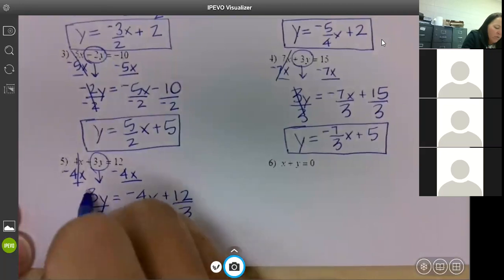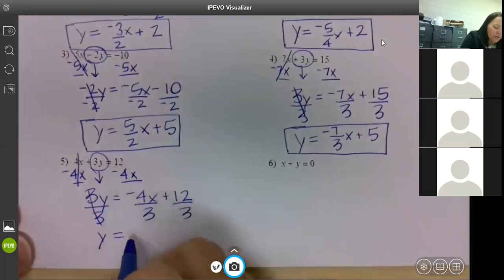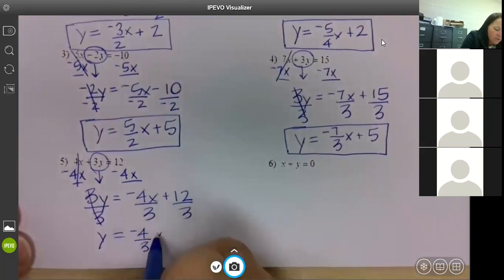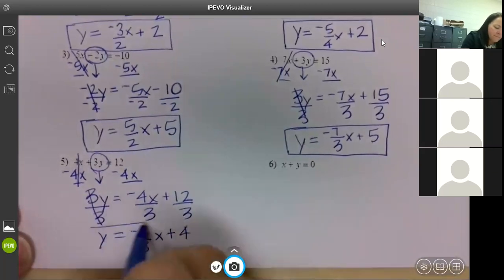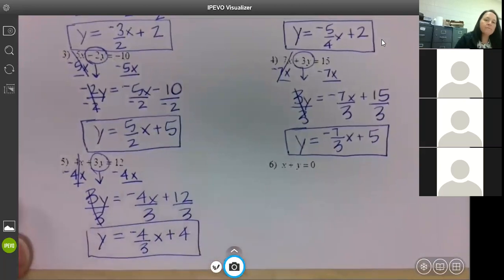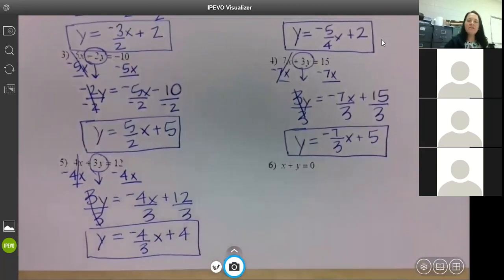I get y equals. The negative 4/3 will not reduce. Leave it alone as it is. What is 12 divided by 3? 4. All right. So number 6 looks a little different only because it has that 0.